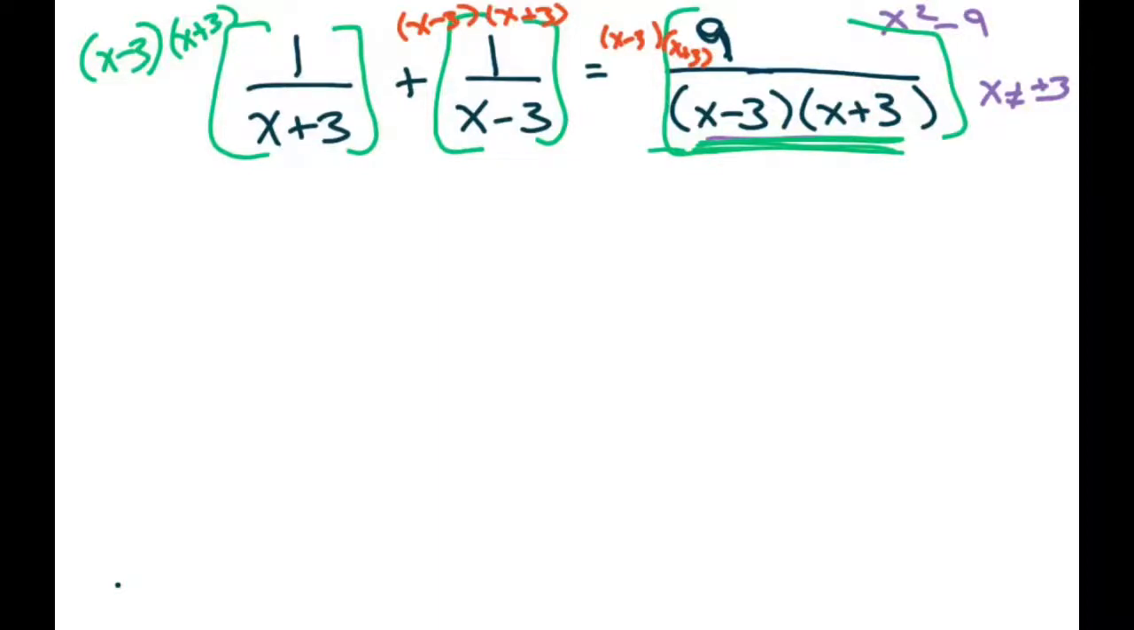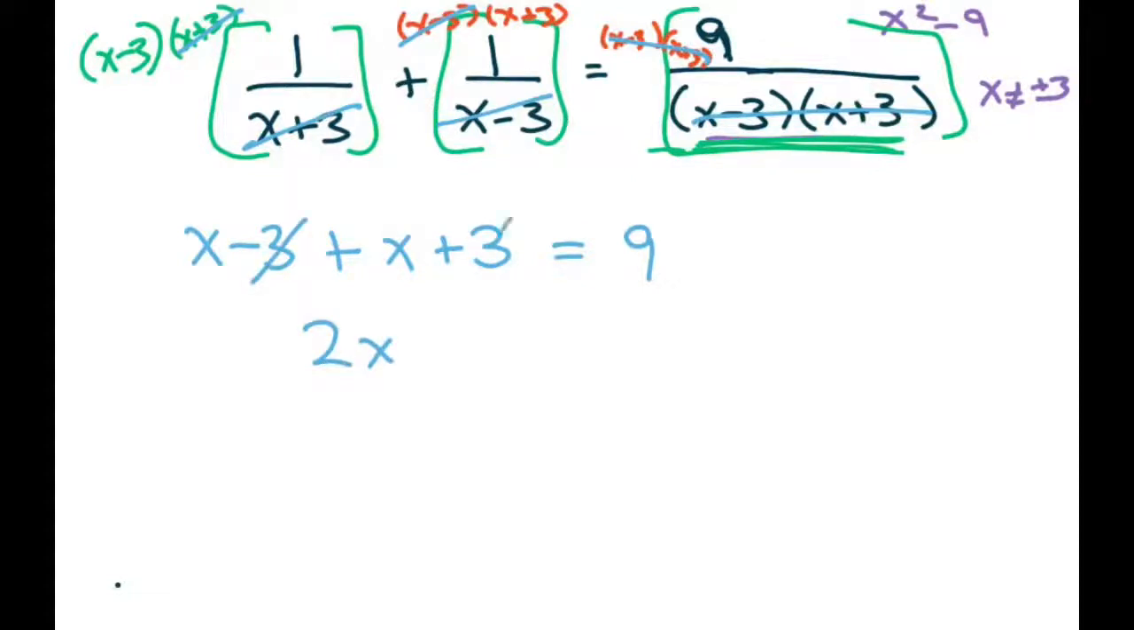Now what you notice here is these two cancel. So 1 times x minus 3 is just x minus 3. In this one, the minuses cancel, so you're going to have just 1 times x plus 3. In this case, the whole thing cancels, so you're just left with 9. So when you solve for this, you're going to get x plus x is 2x. These cancel, and it equals 9. So x equals 9 over 2.